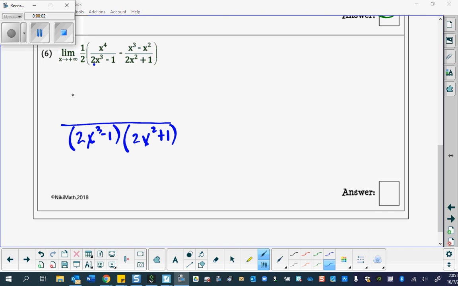All right, so when I'm finding my common denominator, and by the way, this coefficient's just going to hang out here and not do a whole lot of anything.